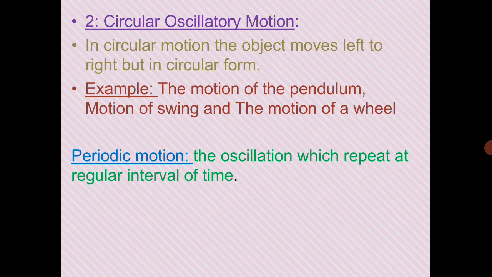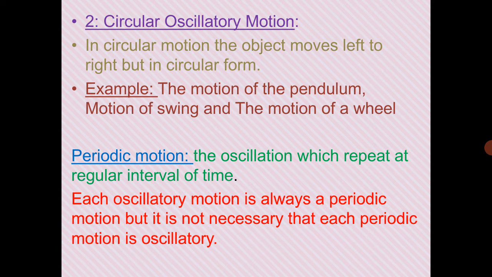There is another type of motion related to oscillation, which is called periodic motion. What is periodic motion? Periodic motions are oscillations which repeat at regular intervals of time. There is a little difference between oscillation and periodic motion. In periodic motion, the oscillations are repeated at regular intervals of time, but an oscillation may or may not be periodic. So we can say that each periodic motion is not necessarily oscillatory motion.